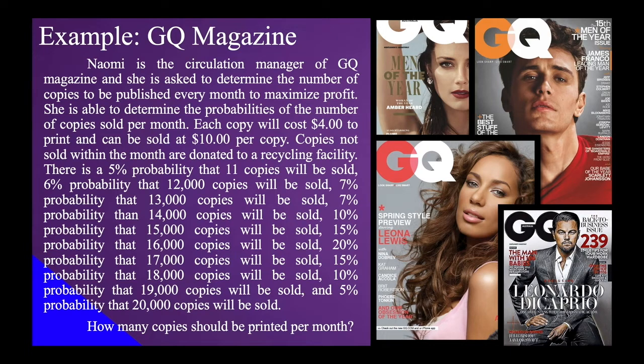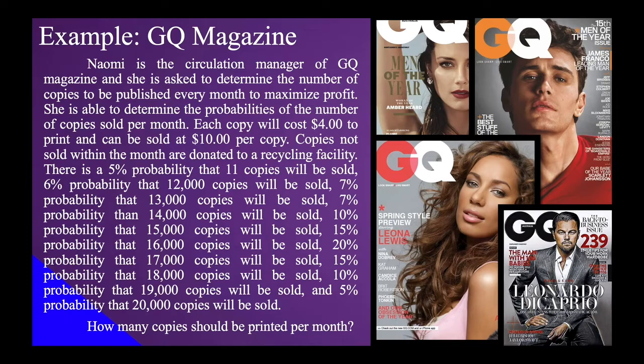First, let's have here the GQ magazine. I hope you are familiar with this magazine. This is a foreign magazine, I think from the US, if I'm not mistaken. So, GQ magazine. Naomi is the circulation manager of GQ magazine, and she is asked to determine the number of copies to be published every month to maximize profit. Now, she is able to determine the probabilities of the number of copies sold per month. Each copy will cost $4 to print and can be sold at $10 per copy. So that will be the selling price. Copies not sold within the month are donated to a recycling facility.